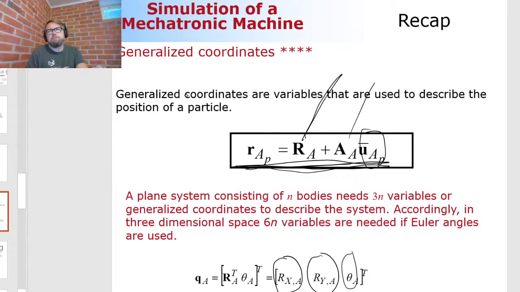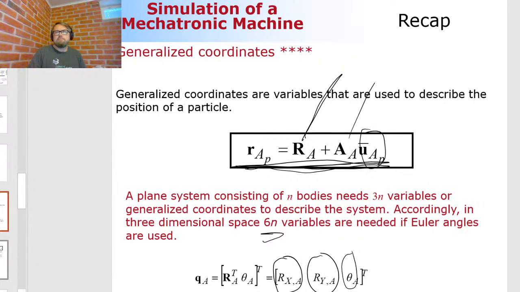How many generalized coordinates do you need? Well, that depends on how many bodies you are dealing with, because every body needs 3 generalized coordinates. So if you have a system with 3 bodies, you need 9 generalized coordinates, and so on and so forth. In 3-dimensional space, it's 6 multiplied by the number of bodies.